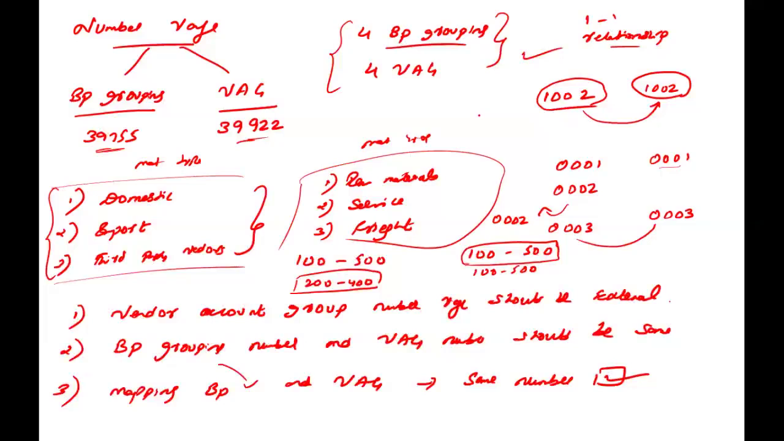So what is the third-party vendor? You have written domestic. Third-party vendor is nothing but you will order something and vendor will directly deliver it to the other person. That is third-party vendor.